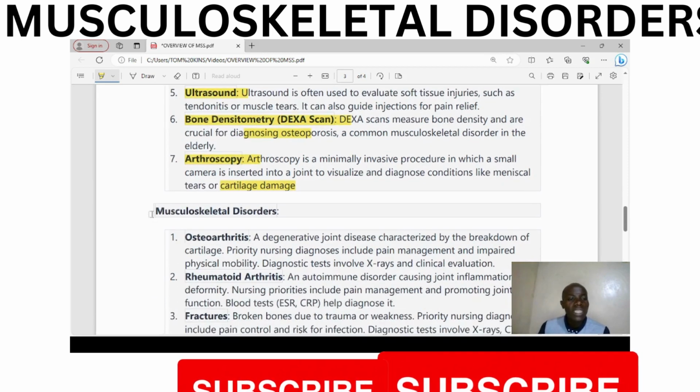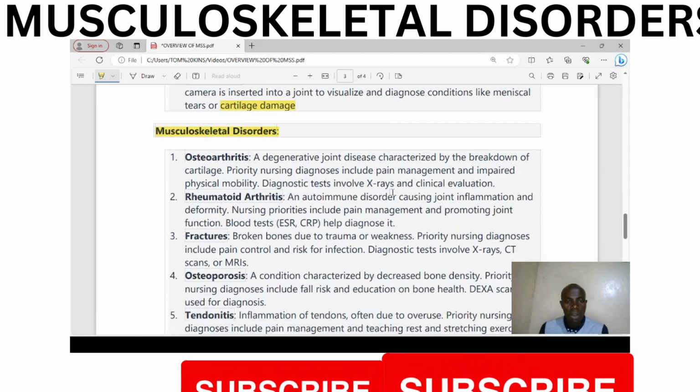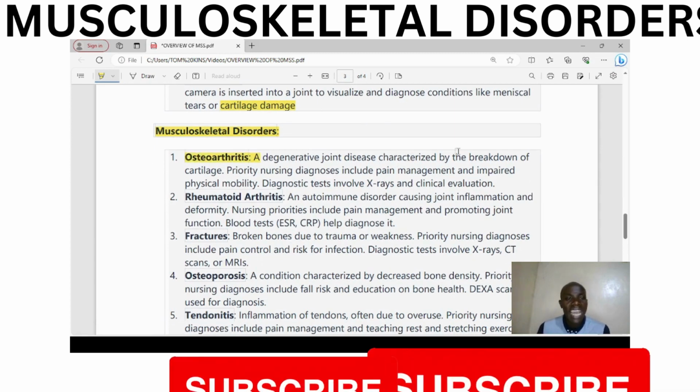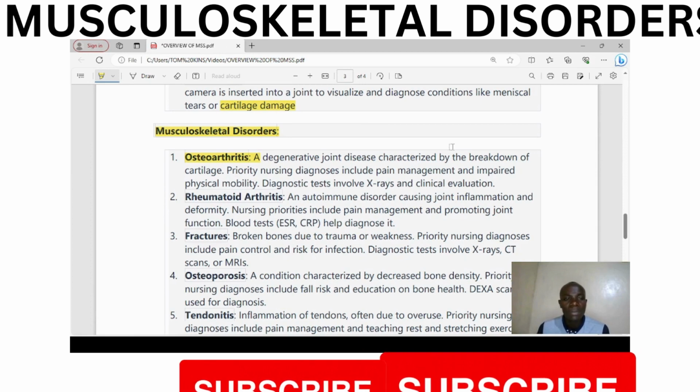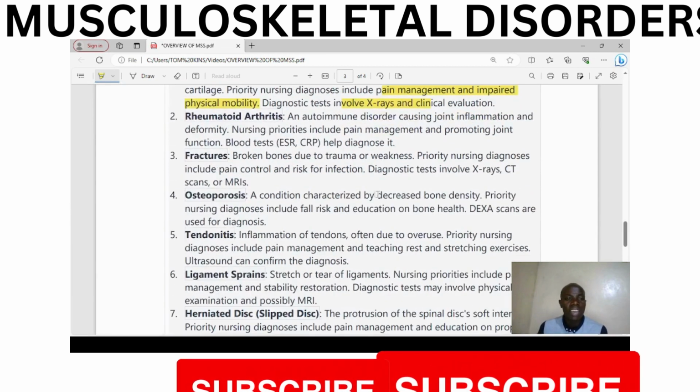Great. So, what are some of the common musculoskeletal disorders that we are going to encounter? Well, we're going to mention about 20. One of the most common is osteoarthritis. This is a degenerative disease characterized by breakdown of the cartilage. The priority nursing diagnoses here will include pain management and impaired tissue mobility. Diagnostic tests implicated here will be X-rays and clinical evaluation.